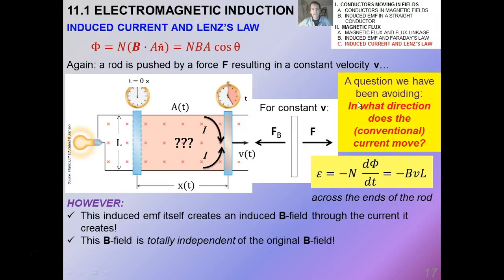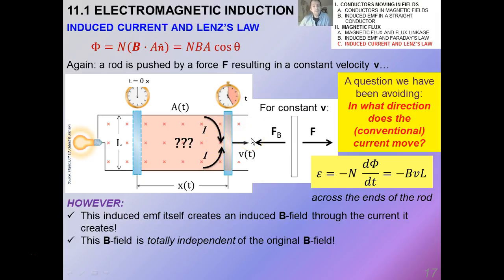However, this is where it gets kind of funky and kind of complicated. The induced EMF itself creates an induced B field through the current it creates. So remember, for example, if the current is going up, which is the bottom choice right here, I would have an induced B field that actually comes out of the paper to the left and goes into the paper on the right.